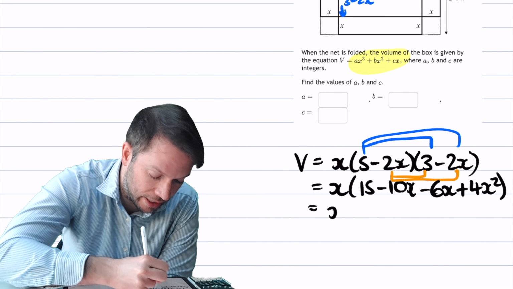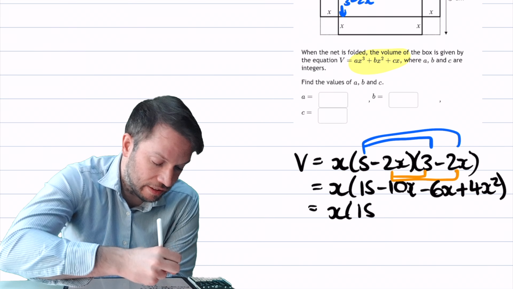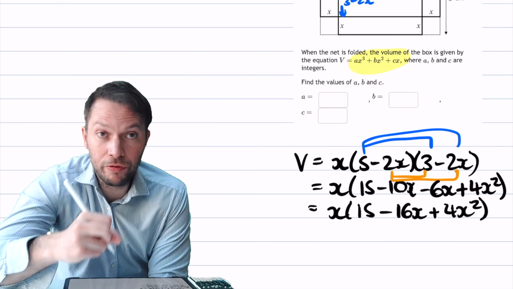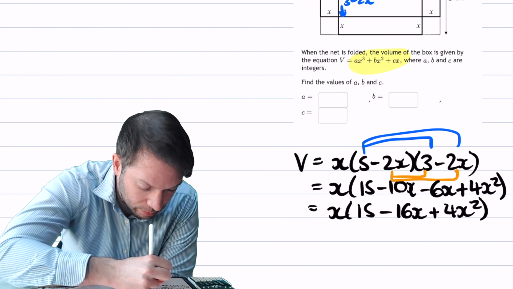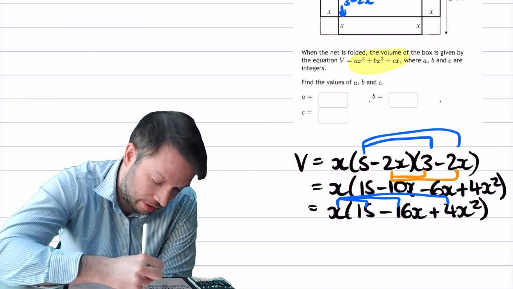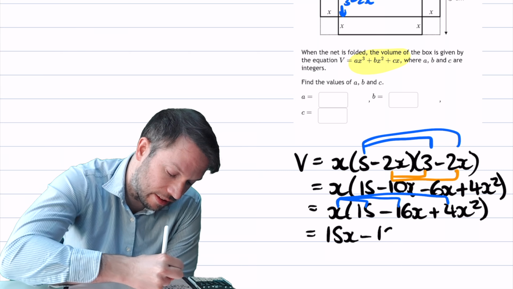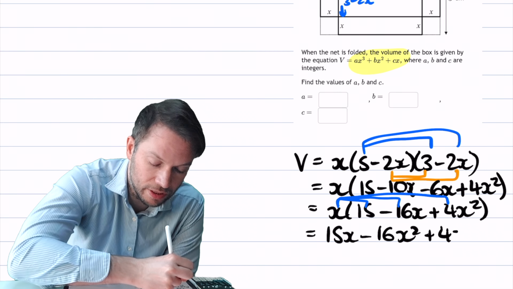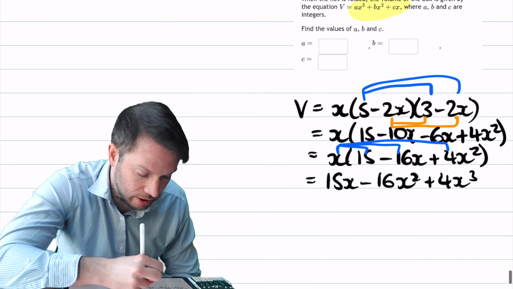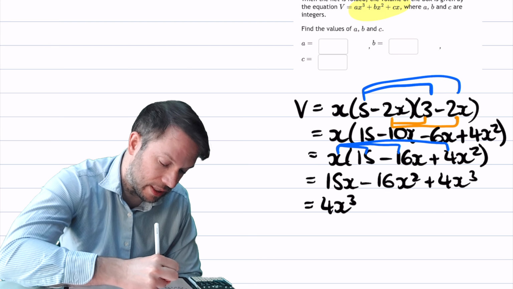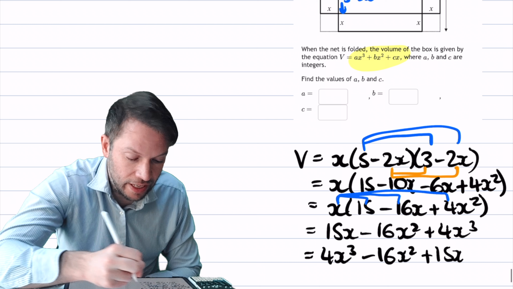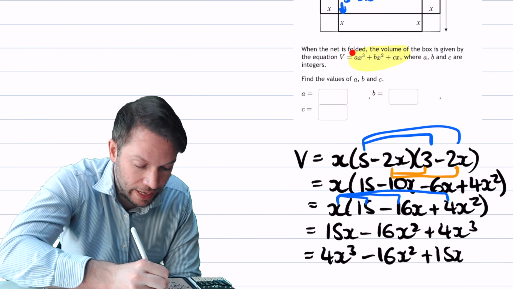Let's tidy up inside the bracket. We've got minus 10x minus 6x is minus 16x. And then we do the term in front of the bracket times each term inside. So we've got x times 15, x times minus 16x, and x times 4x squared. That's going to give you 15x minus 16x squared plus 4x cubed. And it wants the x cubed term first, so I'm going to put 4x cubed first, then the x squared term, and then plus 15x.